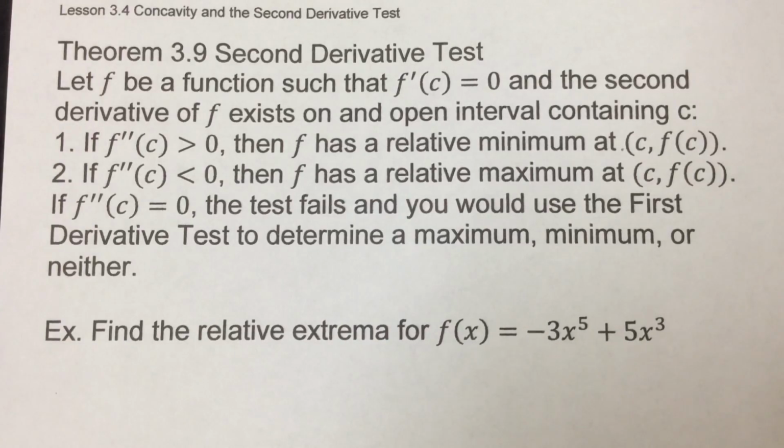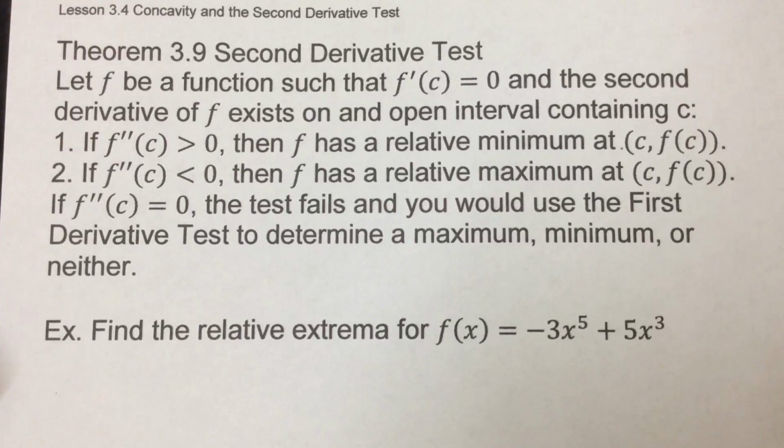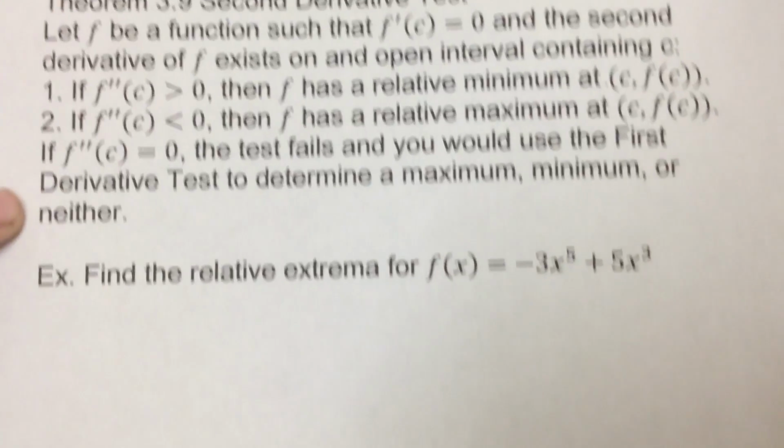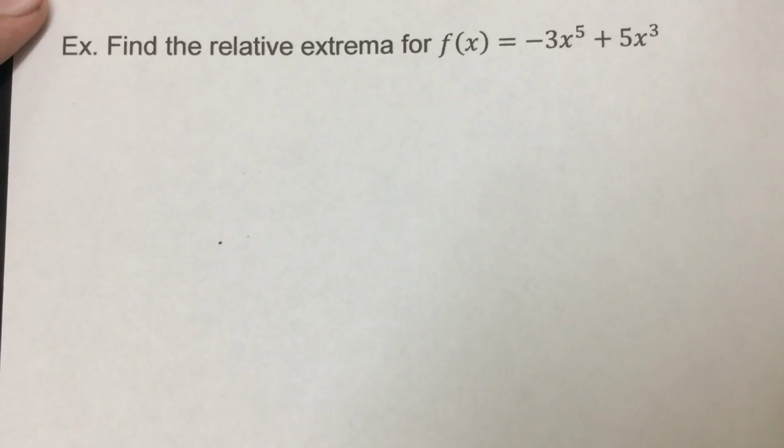So first derivative test determines, or second derivative test. So then we would use that first. If it fails, you'd use the first derivative test to determine whether it's a max or min. So first thing we're going to do here is the first derivative.